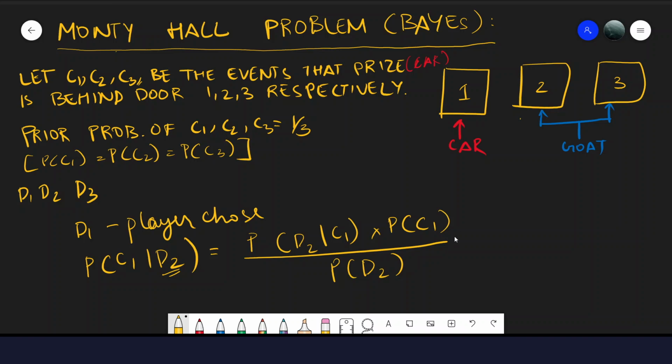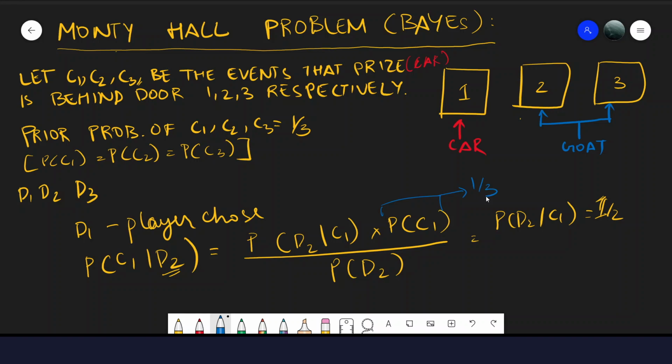Now, what is P of D2 given C1? The probability of D2 given C1 basically says: what is the probability that Monty will open door 2 given that the contestant has chosen door 1? This is equal to 1/2, correct? Because if the contestant has chosen door 1, according to the rules of the game, Monty will open either door 2 or door 3. It doesn't matter which. The probability that Monty will open door 2, given that the contestant has chosen C1, is 1/2.